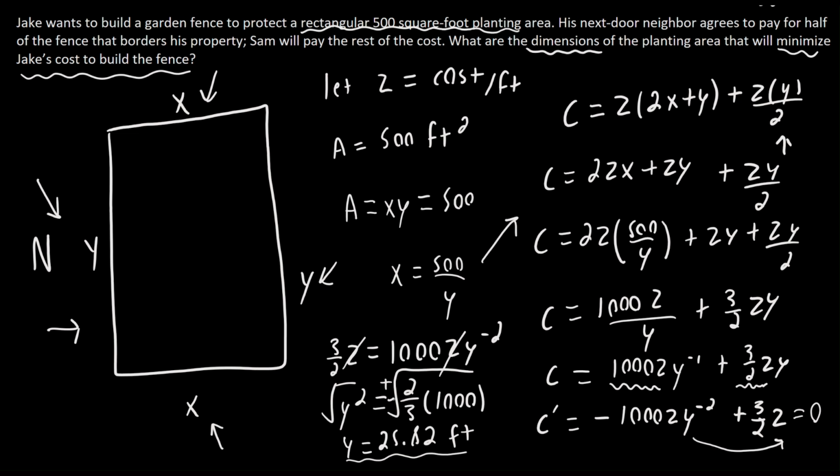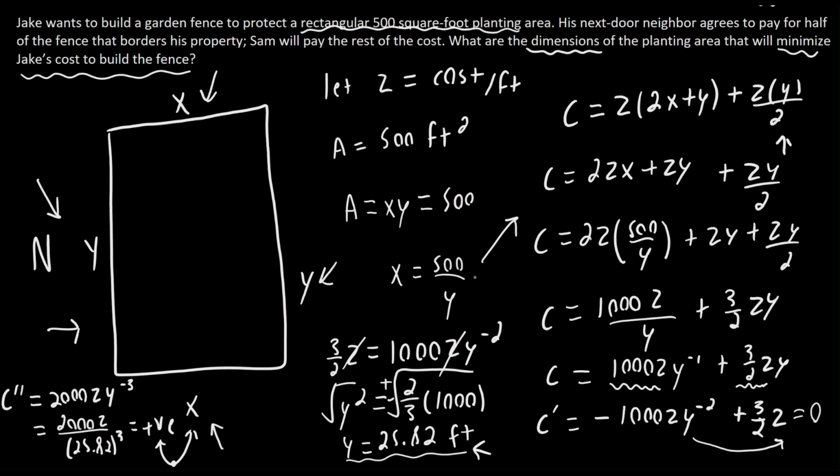Now again, we're going to take the second derivative to confirm the answer. So C prime prime is going to be 2000zy to the -3. And we're going to plug in y equals 25.82. And it's going to be 2000z over 25.82 cubed. And we're going to get a positive number, meaning this critical point will minimize Jake's cost. Because the cost function at this point will be concave up, confirming that it will be a minimal cost.